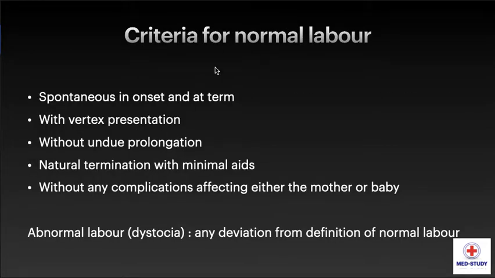Criteria for normal labor include: spontaneous in onset and at term with vertex presentation, without undue prolongation, natural termination with minimal aids, without any complications affecting either mother or the baby. Abnormal labor, that is dystocia, is any deviation from the definition of normal labor.